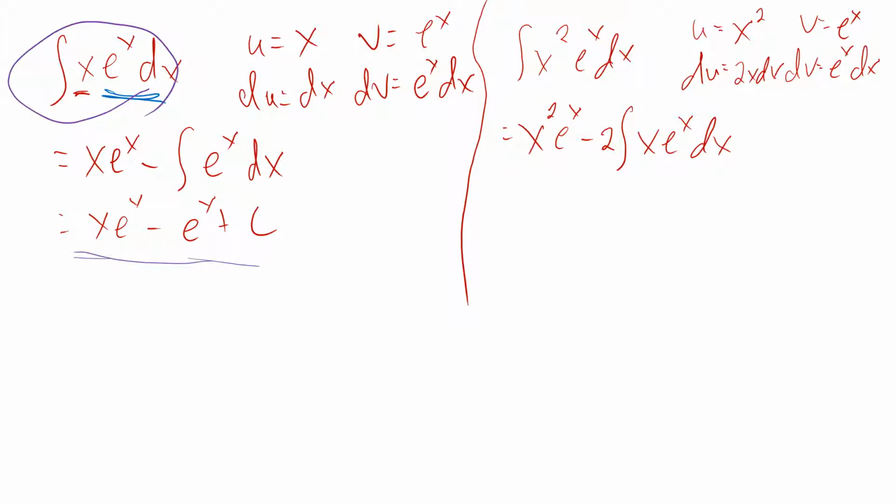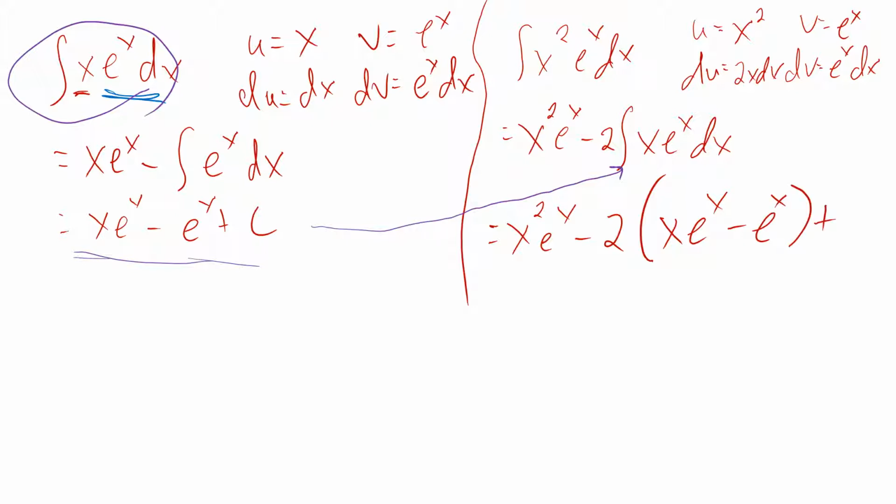So this is going to go in there. So this is going to end up equaling x squared e to the x minus 2 times x e to the x minus e to the x plus c. The plus c doesn't have to be on the inside because 2 times a constant is still an unknown constant. But I would distribute this just because: x squared e to the x minus 2x e to the x minus 2 e to the x plus c.